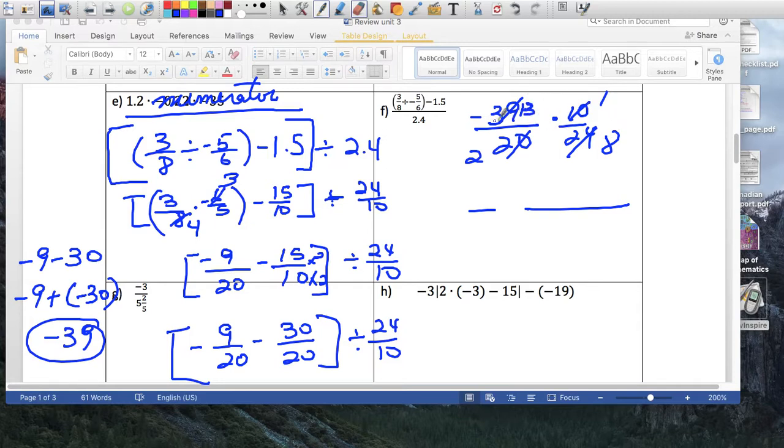Now I can finally multiply. So on top, negative 13 times 1 is just that. 2 times 8 at the bottom is 16. So the final answer is negative 13 over 16. Okay.